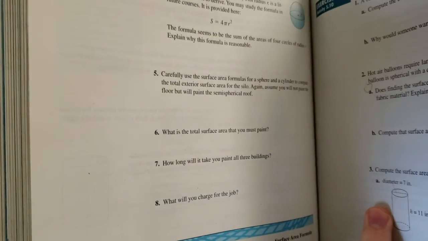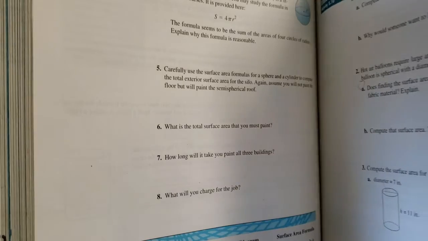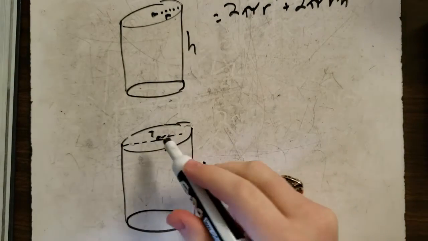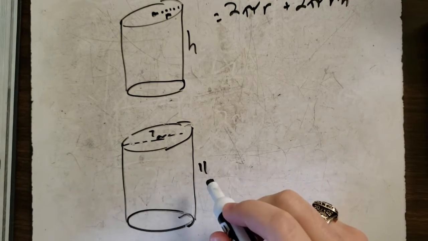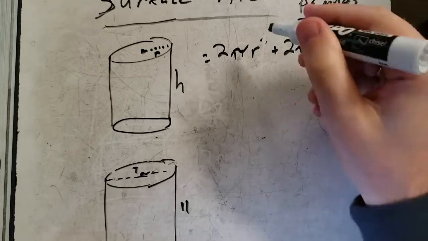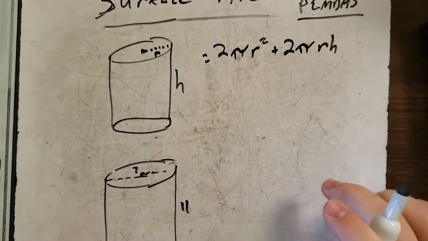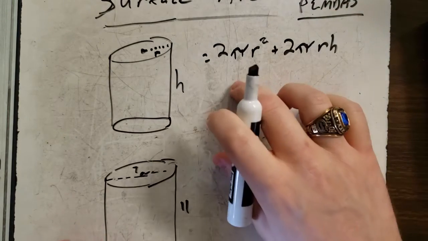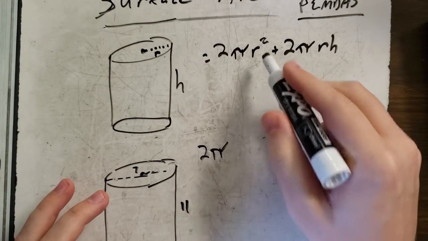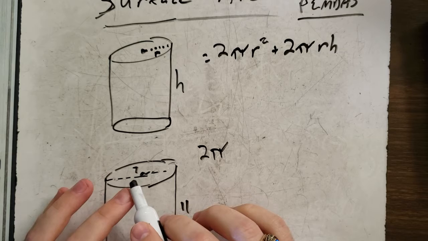Now, this is number 3A in the assignment for the textbook. So, our diameter is 7, our height is 11. Now, remember, here's our formula: 2 pi r squared plus 2 pi r h. So plug in our numbers. We got 2, we got pi, now we need the radius. Now remember, it gives you the diameter.